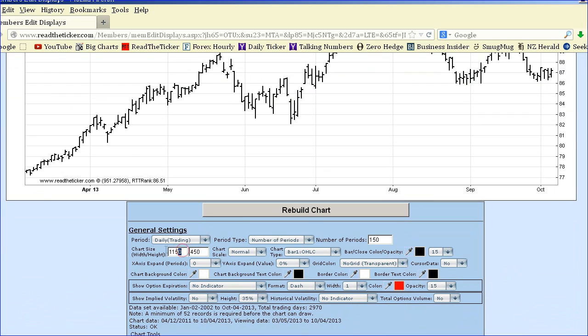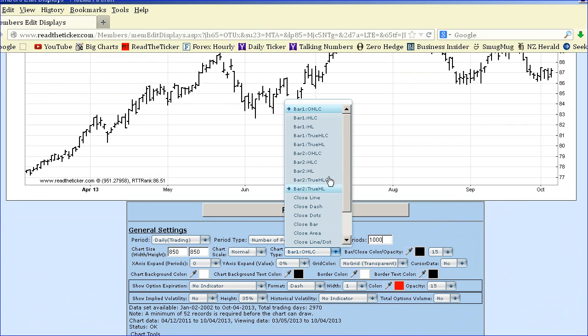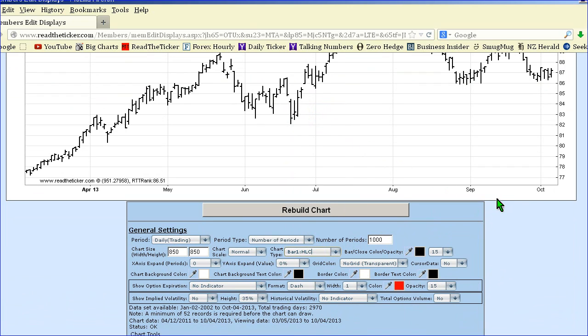Second thing I'm going to do is square up the axis of the chart by putting in equal numbers on the width and height. Third, I'm going to give myself about 1,000 bars. Change the data format to high, low, close; that's just personal preference. So what we have is a square 850 by 850 physical chart and a data load of about 1,000 bars. What we do is we run that.